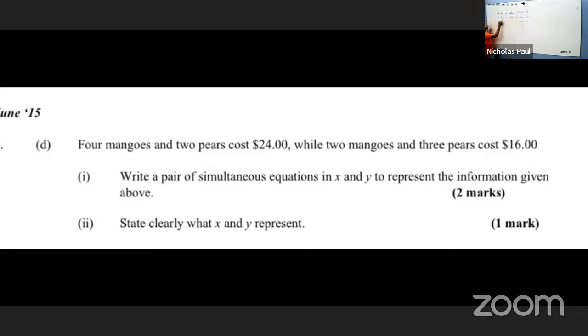Substitute y is 2, it doesn't matter which one you use. You'll get 2x plus 3 by 2 is 16. Carry across the 6, you'll get 16 minus 6. 2x is 10, x is 5. So the answer is 500.